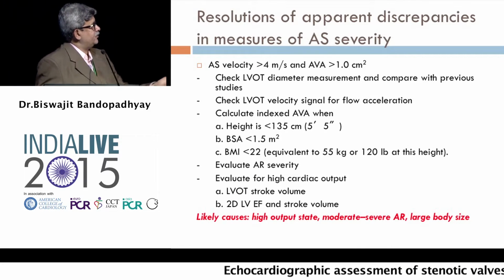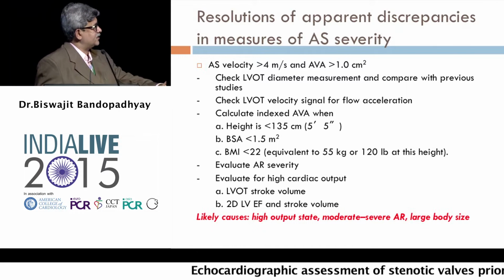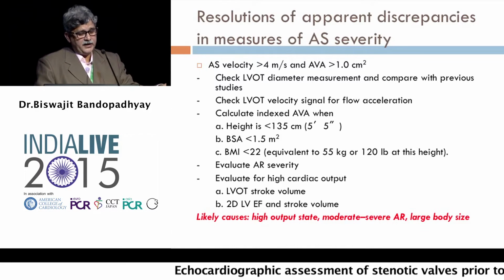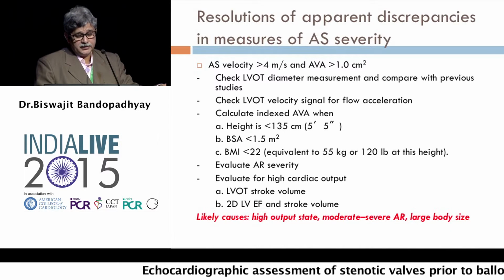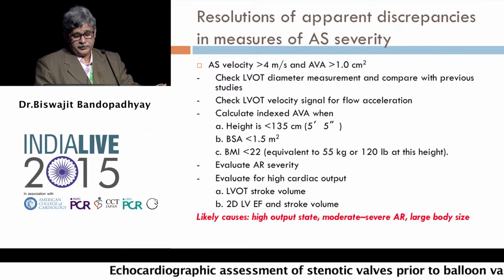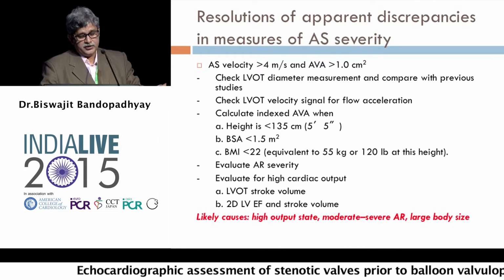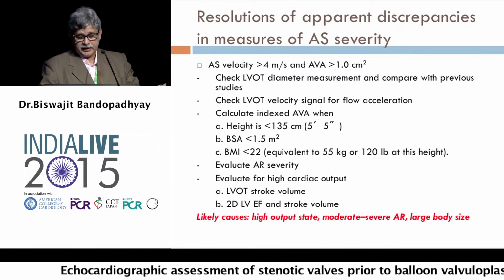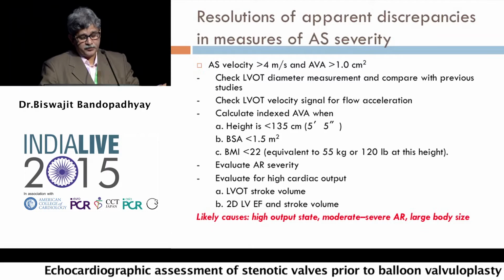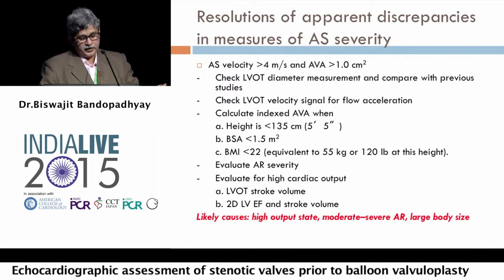There are a few ways to resolve apparent discrepancies in measurements of aortic stenosis severity. When the aortic stenosis velocity is more than 4 meters per second, but the valve area is also more than 1 square centimeter, then something somewhere is wrong. Check the LVOT gradient measurement and compare it with previous studies. Check the LVOT velocity signal for flow acceleration.